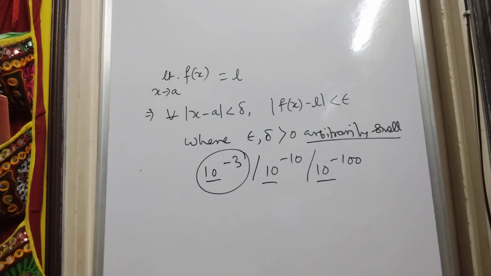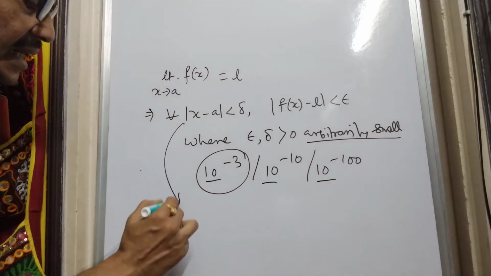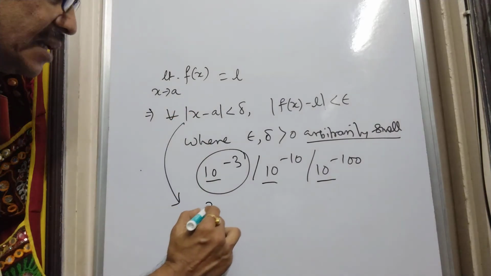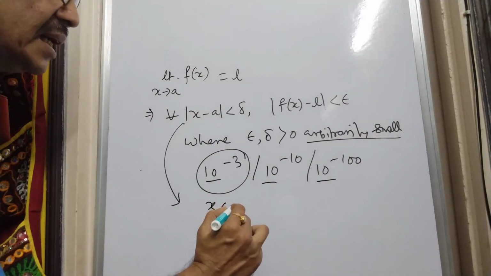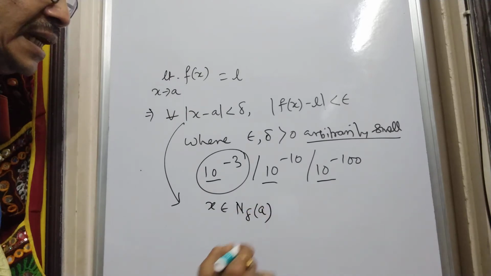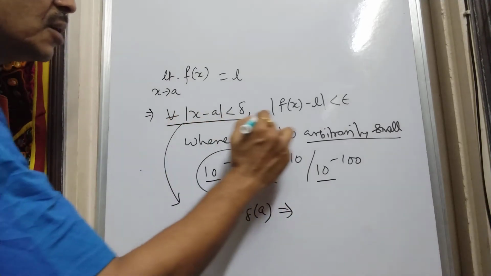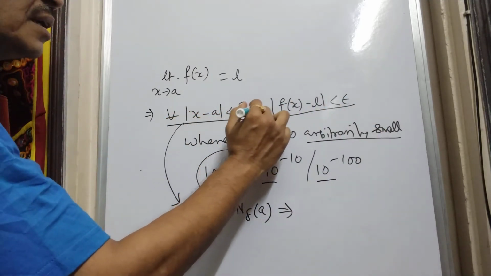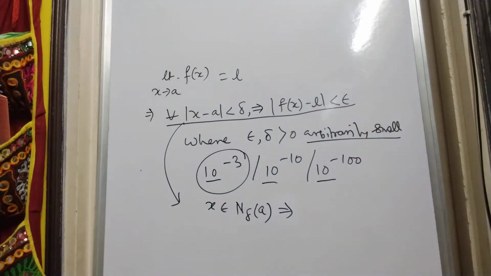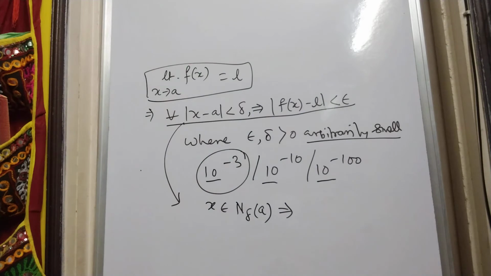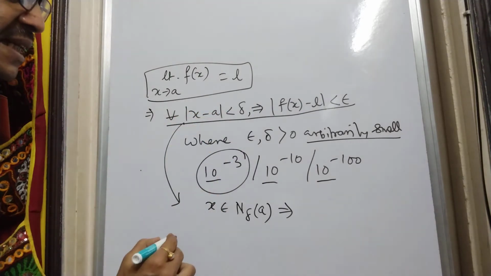Okay? Now, this definition lends us to the concept of x belonging to the delta neighborhood of a. And this will imply, here we say that for all mod of x minus a less than delta, we have mod of f(x) minus l less than epsilon. That is the definition of limit of f(x) as x tends to a equal to l. Now, what does this mean? Mod of x minus a less than delta?